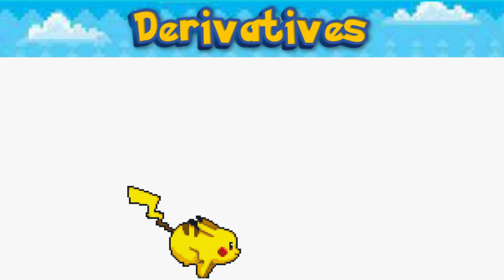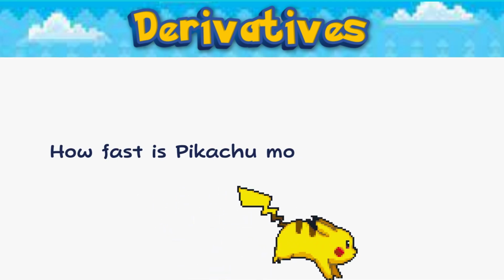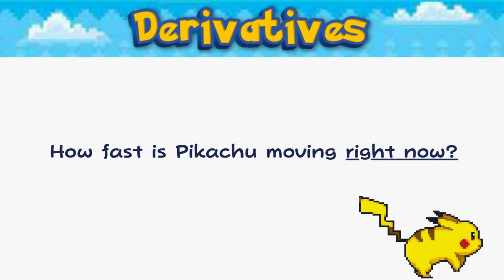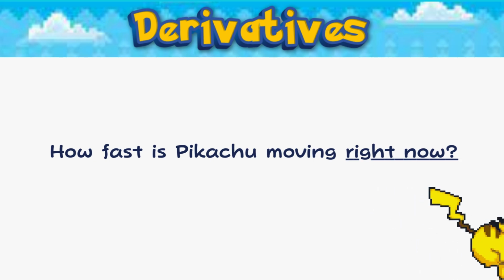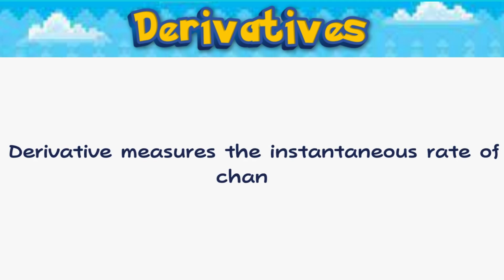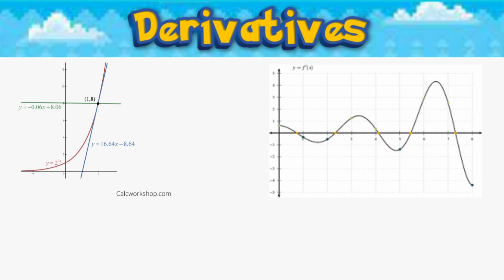Now imagine Pikachu running. We don't just want to know how far Pikachu has gone, we want to know how fast Pikachu is moving right now. That's exactly what a derivative tells us: the instantaneous rate of change. In other words, it's the slope of the curve at that very moment.